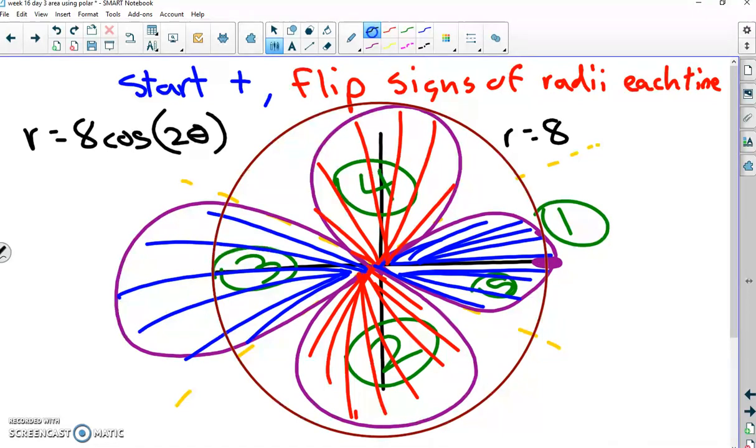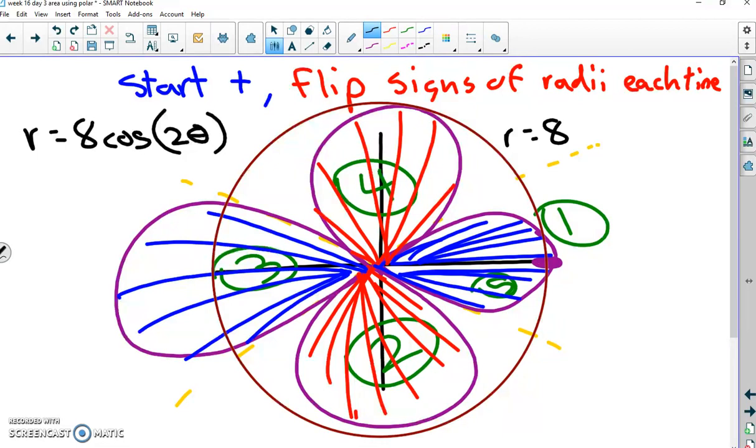2 theta. Correct. 2 theta. 2's even, so you actually get 4 petals. Evens, you double. Good hint. Second thing, the reason it wasn't sine and it was cosine, where was the first petal? Directly out on the axis, directly due east.